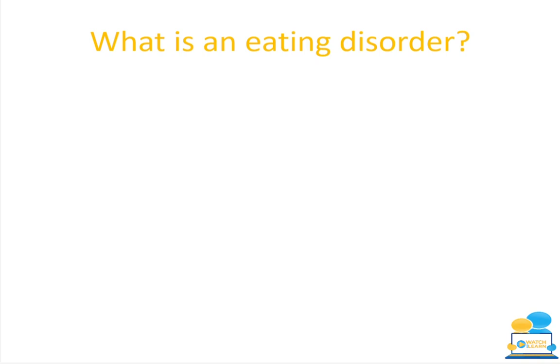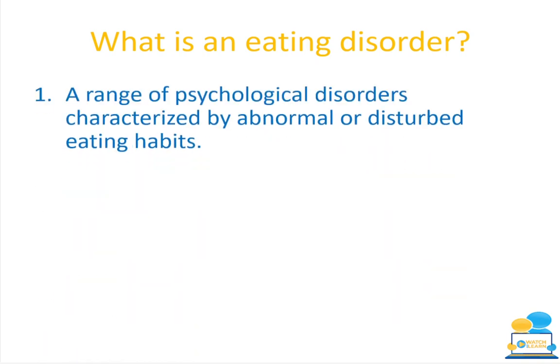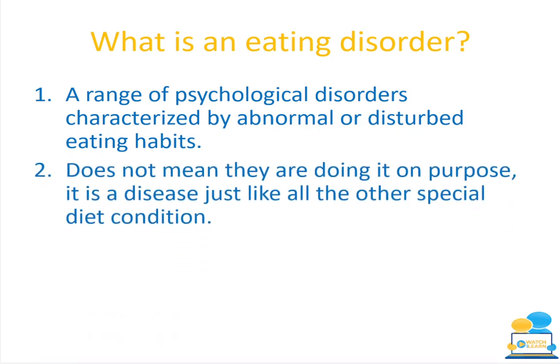Okay, so what is an eating disorder? We're looking at defining it. An eating disorder is a range of psychological disorders which are characterized by abnormal or disturbed eating habits. This definition is from the World Health Organization, so the WHO website.